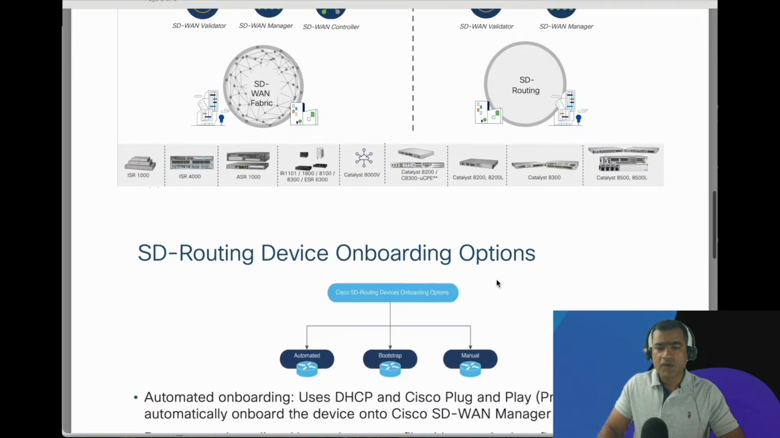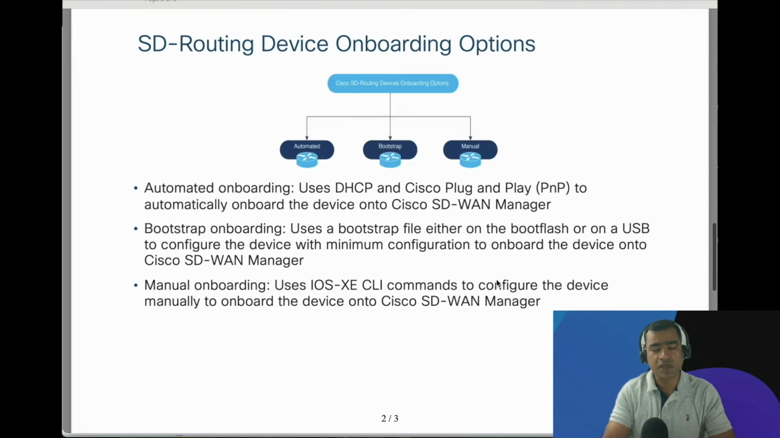Okay. So how can you onboard your devices to SD routing? Onboarding is very simple and there are multiple ways to do that. I'm highlighting a few of them, mainly three. First is automated onboarding like PnP. You use your DHCP to go to devicehelper.cisco.com. From there, it will redirect you to the PnP portal and the device will be automatically onboarded.